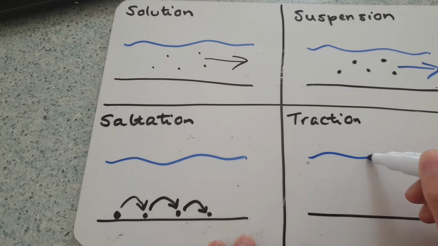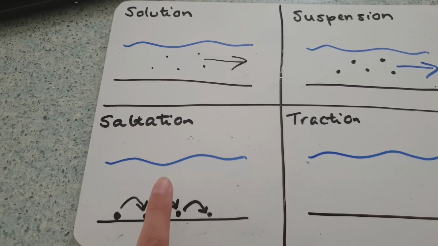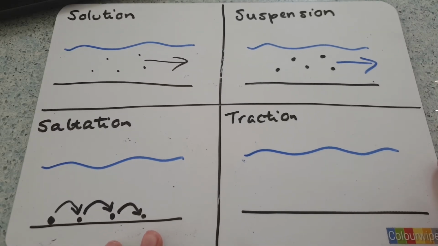And our final one, traction. Anything bigger than sand and tiny little pebbles that are moved by saltation are going to be moved by traction. And this might only happen when our river is moving really, really fast. So it might only happen when there's a big flood, for example.